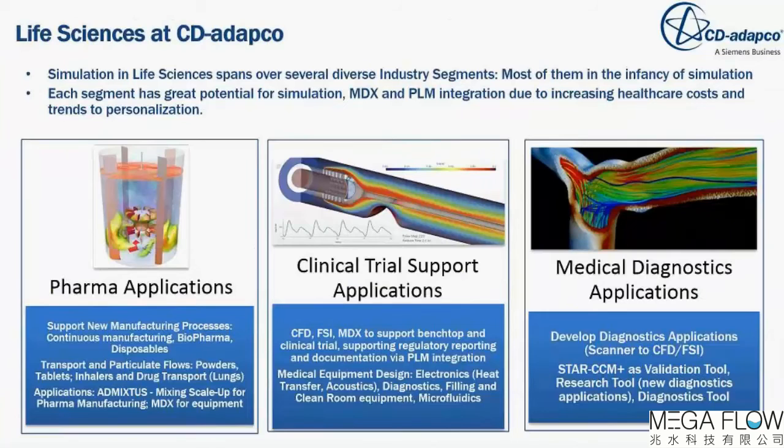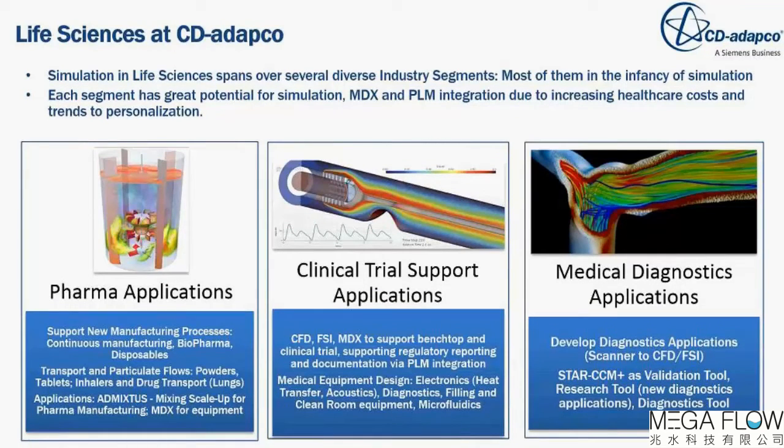With that, I go to my last slide, just summarizing what I said, and after that, Sanford will give you a demonstration on the case of a clinical trial support application of the catheter you can see in the middle here. So with pharma, we said a lot of manufacturing processes that we're helping, focusing on continuous manufacturing, biopharma, disposables, and we can help here with solving transport and particulate flows on powders, tablets, inhalers, and drug transport, for example. Clinical trial support is what I spent most of the time on today, and you will see a little more now on the demonstration from Sanford.